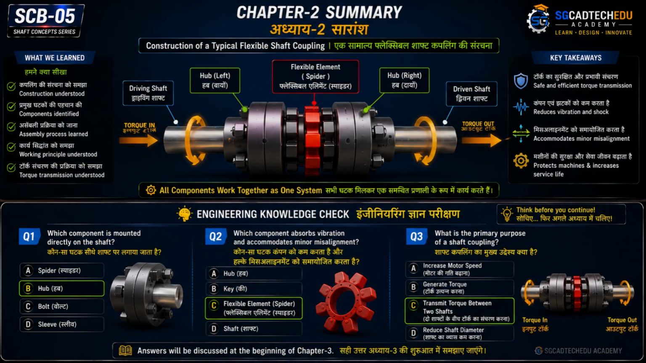Congratulations! You have successfully completed Chapter 2. In this chapter, we explored the construction of a typical flexible shaft coupling and identified its major components. We learned how the hub provides a secure connection with the shaft, how the flexible element, or spider, transmits torque while absorbing shock and vibration, and how all the components work together to ensure smooth and reliable power transmission.